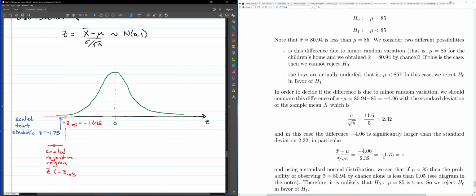Alright, so how can we decide? It's minus 1.75, and as I said, it's bigger than 1. Sorry, it's not bigger than 1, the magnitude of it is bigger than 1. So it seems as if it's going to be significant. But how can we actually decide? You'll see when we do the hypothesis testing that we're going to have a definite way of deciding whether it's significant or not.